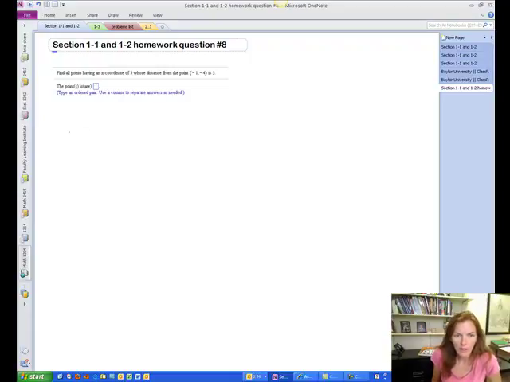Alright, so what do we know? We know it has an x-coordinate of 3. So we know we have the point (3, y). And we have another point, (-1, -4). And we know that our distance is equal to 5.